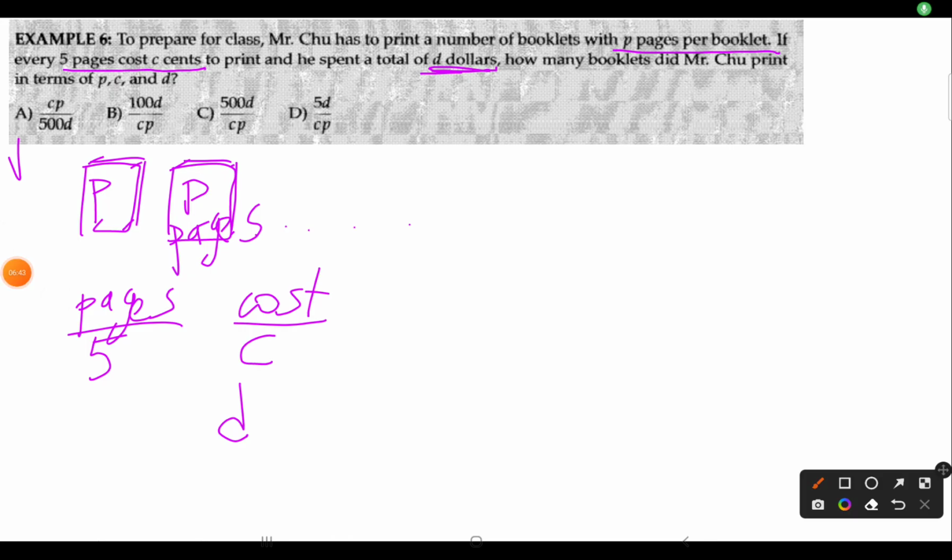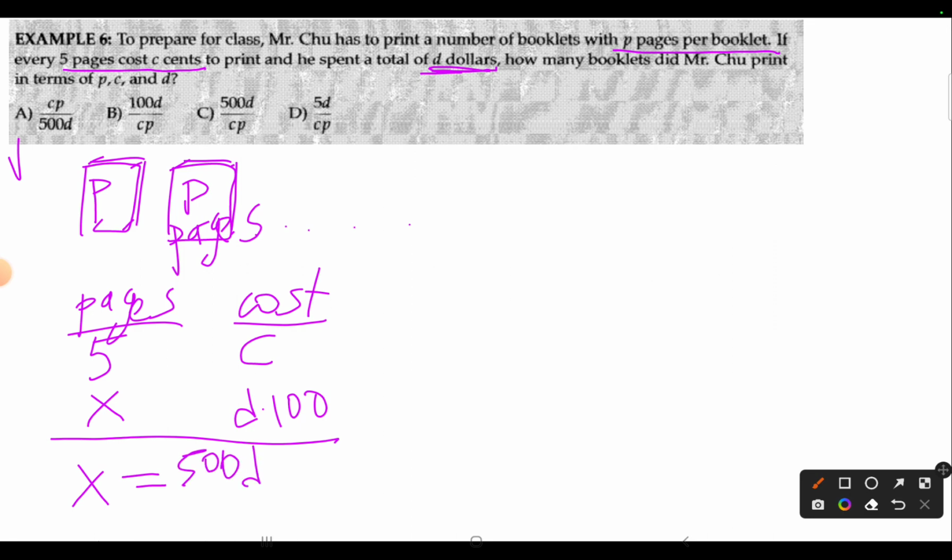And we need to convert it to cents. For example, when you have $3, it is 300 cents. You multiply by 100. That's why we will multiply by 100. It is 100D cents. How many pages could he print? We will find out. It is X, cross product, 5 times 100 is 500 times D, and divided by C.